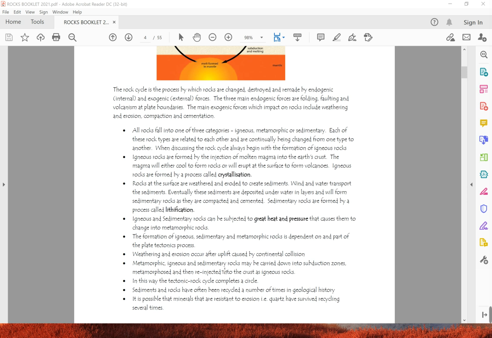Metamorphic, igneous and sedimentary rocks may be carried down into subduction zones. So this is if there's oceanic-continental convergence or oceanic-oceanic convergence. If that happens, they can be metamorphosed, so they're changed by the heat, and then they're re-injected into the crust as igneous rocks. So this is basically saying that any rock category, if it's melted, becomes magma and then can form igneous rocks. In this way, the tectonic rock cycle completes a circle.